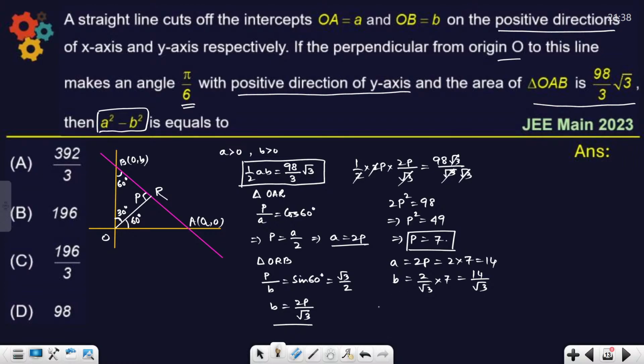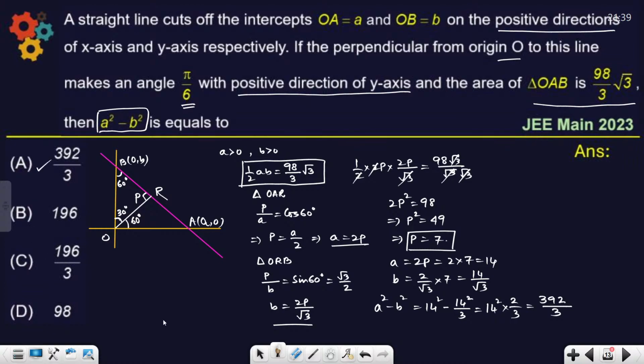So what will be our a square minus b square? Simply put those values. It will be 14 square minus 14 square over 3. So let me take 14 square outside into 2 by 3. Is it right? 14 square into 2 by 3. So we have 14 square, 196, into 2, it's 392 over 3. Hence, our option A is correct.